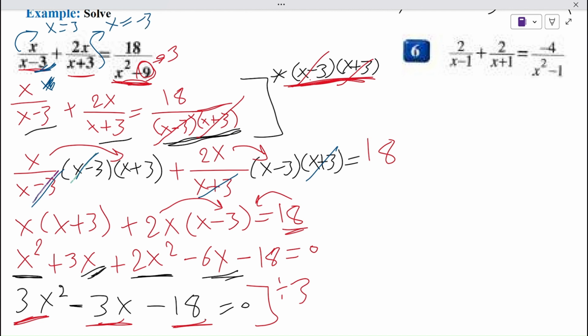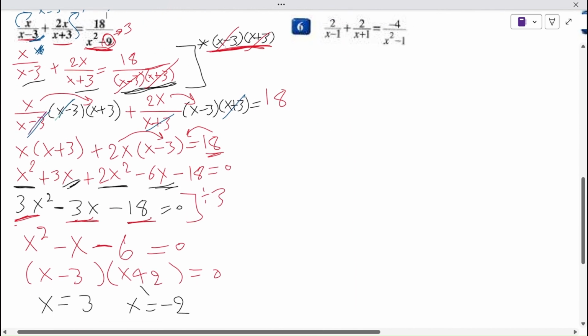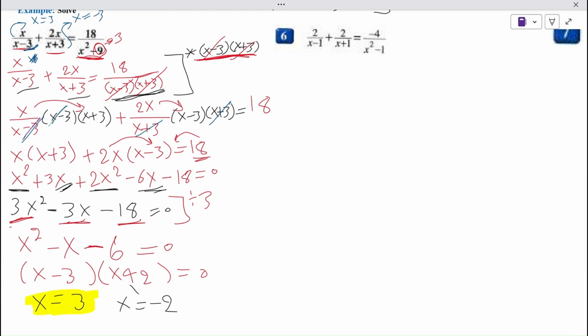So in our solution, one of them is 3. So this 3 is wrong, because this 3 makes the denominator 0. So this is not our solution. We just have one solution. We just have x equals minus 2 as our solution.